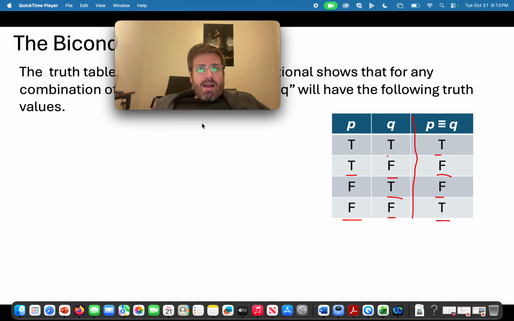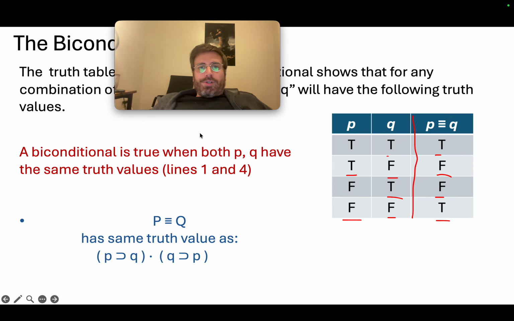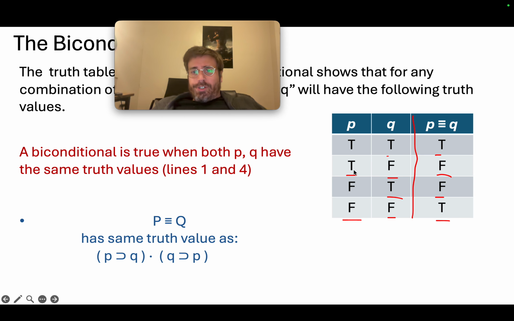Our rule for the biconditional holds that a biconditional is true when both P and Q have the same values. So notice that lines 1 and 4 have the same values. In row 1, they're both true, so triple bar is true. And in row 4, they're both false. So even though they're both false, they are identical, so triple bar becomes true. They're only false when we have differential values, values that are not identical. P is true and Q is false, therefore triple bar has to be false. P is false and Q is true, triple bar has to be false.